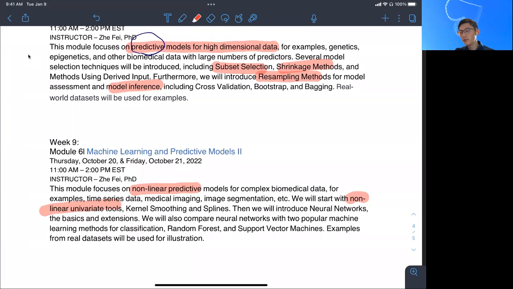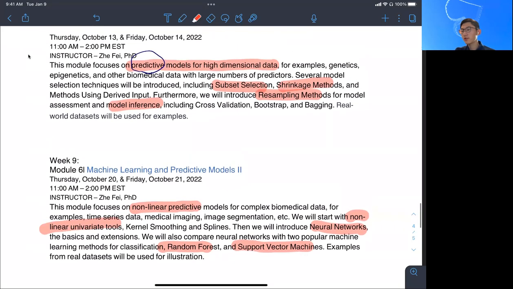Then we will introduce more advanced models, including neural networks, random forest, support vector machines, right? All of those machine learning methods, see how they compare, what's the difference, which one might have an advantage over others in certain conditions, in certain situations, right? So that's a brief overview of what we are gonna cover. Hopefully that gives you a sense of what's ahead of us.